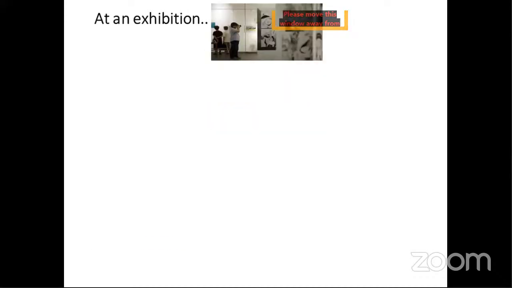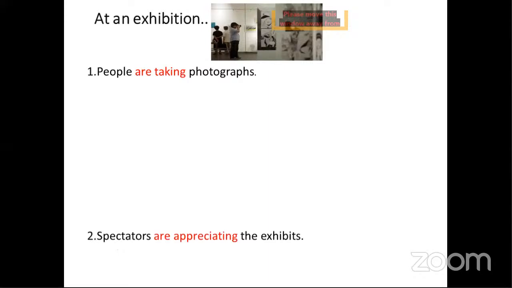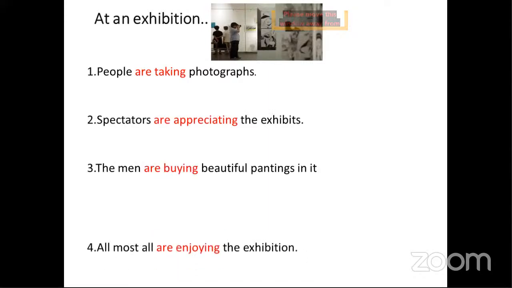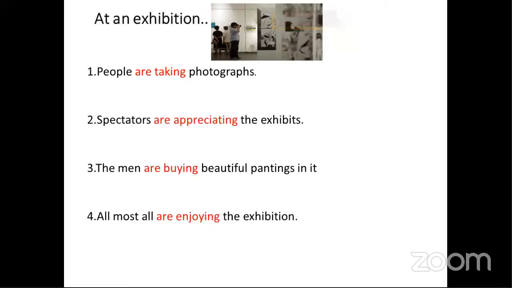Right. Now, I'm going to take you to an exhibition, right? Now, I hope you understood how the present continuous is forming, the active voice sentences into passive voice, right? Now, we are going to work on this activity, right?